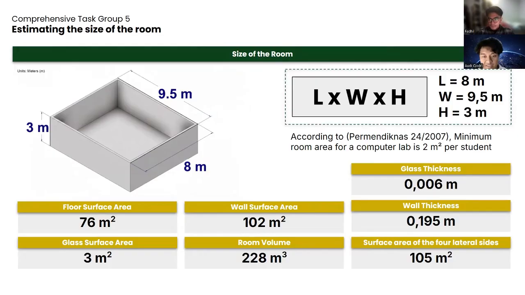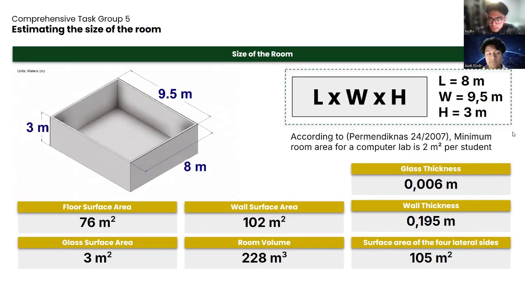And as you can see here, we can see the rest of the specification of the room. For instance, the glass thickness would be 0.006 meters. The wall thickness would be 0.195 meters. The surface area of the four lateral sides would be 105 meters squared. The wall surface area is 102 meters squared. The room volume would be 228. The floor surface area would be 76 meters squared, and the glass surface area would be 3 meters squared.